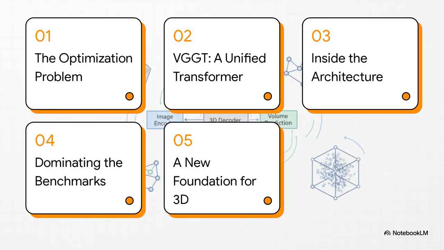All right, so here's the game plan for today. First, we're going to dig a little deeper into that old optimization problem. Then we'll introduce VGGT, the hero of the hour. We're going to pop the hood and look at its architecture, then see the proof in the pudding, how it just completely destroys the benchmarks. And finally, we'll talk about why this isn't just another model. It's a whole new foundation for 3D.